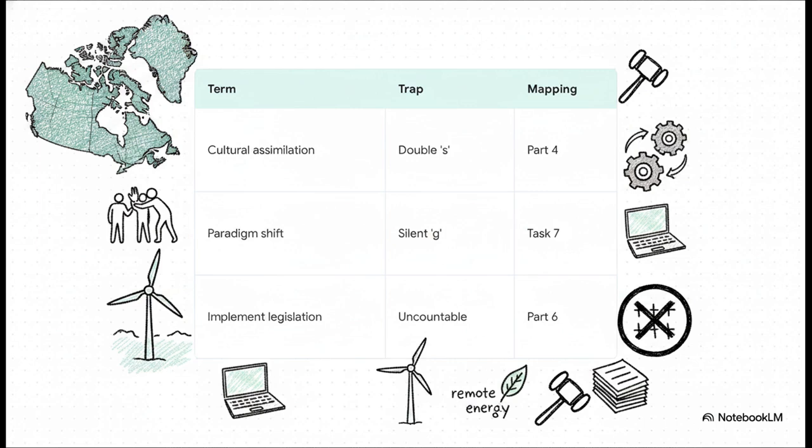or green energy. The trap is the silent G in paradigm. Make sure you do not pronounce it. Finally, implement legislation. Use successfully implement legislation for listening part 6 contexts, like passing new provincial laws. The biggest trap here is that legislation is an uncountable noun. You should never, ever say legislations.